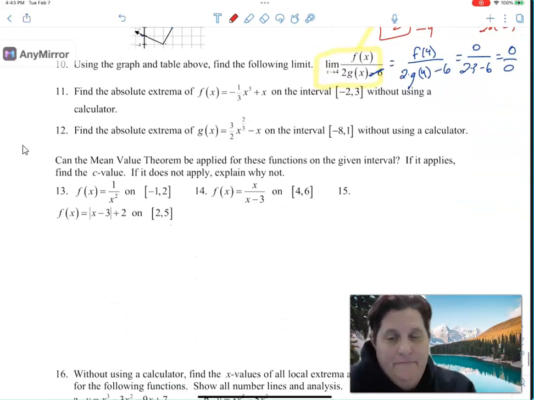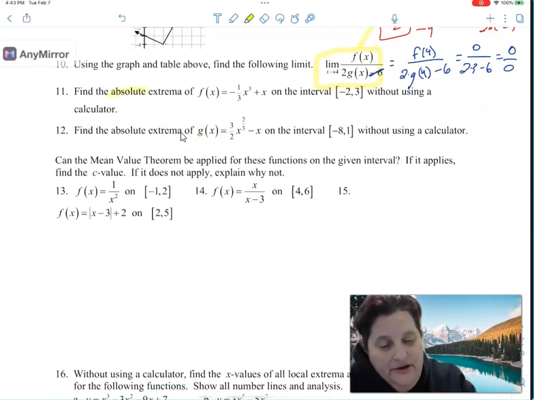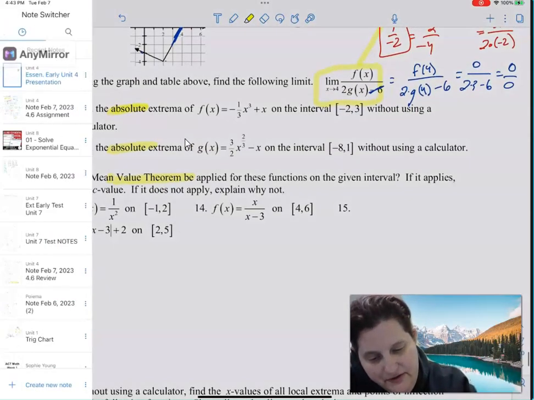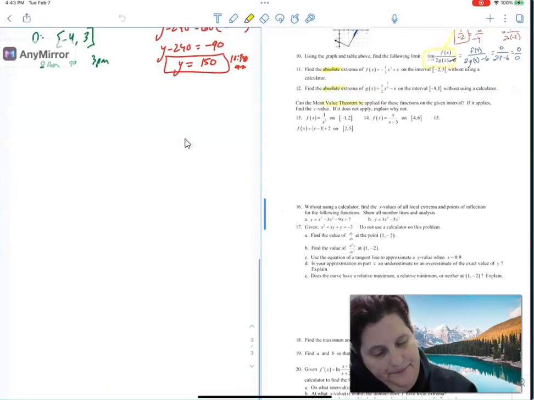Now, really important. You guys need to know this for your test. Absolute extrema, or absolute max and mins. And mean value theorem. All right, so these are the things we need to know. Let me do absolute extrema over here on this other page.